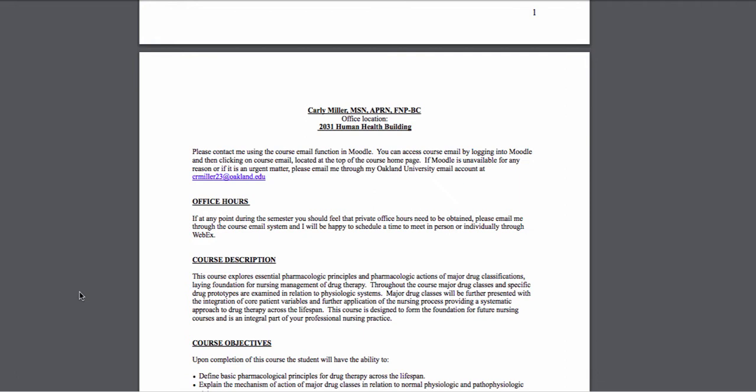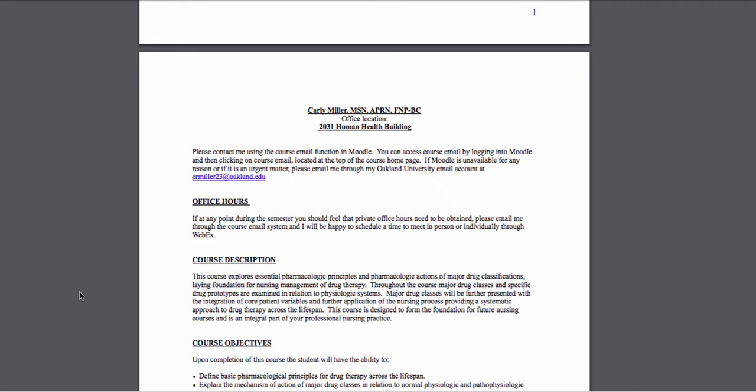So throughout the course, we're going to talk about these major drug classes and then pull out specific drug prototypes that are examined in relation to each physiologic system. So the course runs through systems. Like we'll go through cardiology, we'll go through respiratory, and you'll see that on the course calendar.